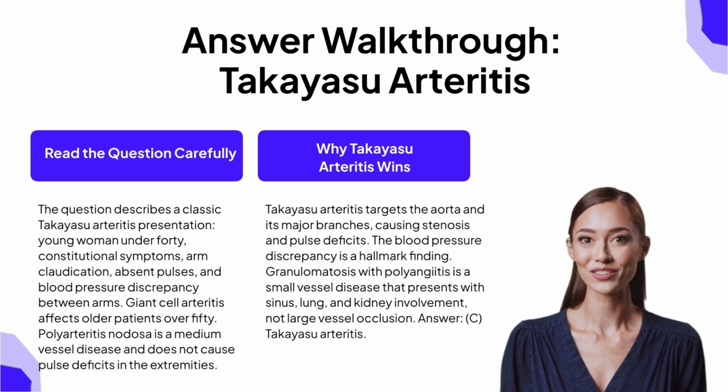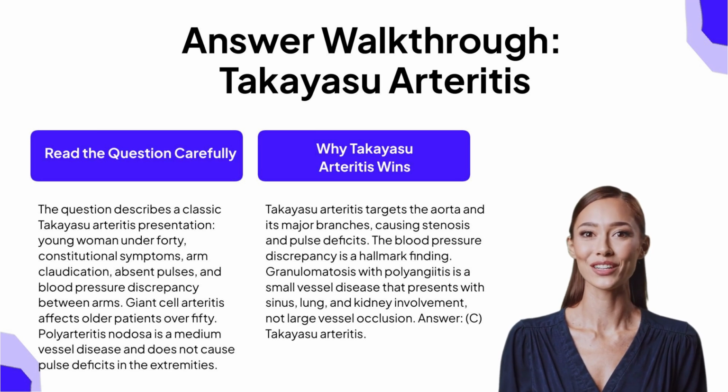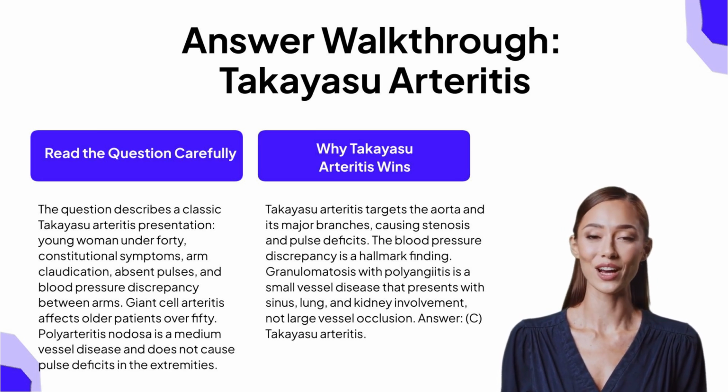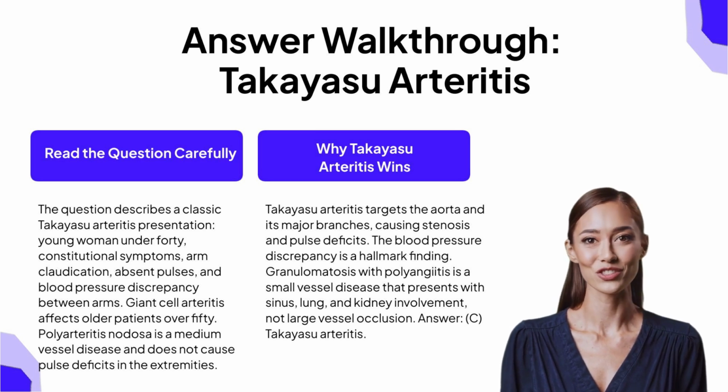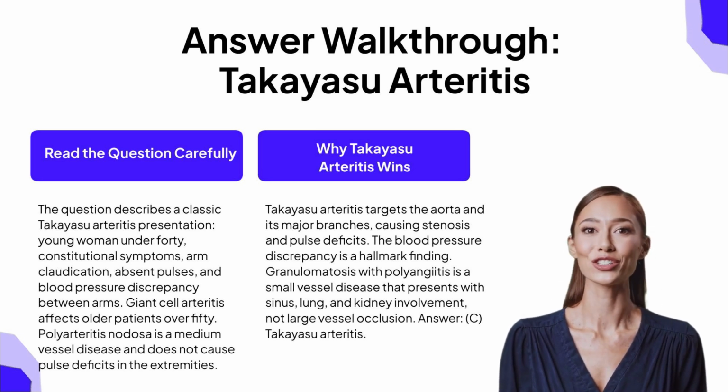We have a young woman under 40 with constitutional symptoms including fatigue and low-grade fevers, arm claudication, absent pulses, and a significant blood pressure discrepancy between arms. This is classic Takayasu arteritis, which is sometimes called pulseless disease.